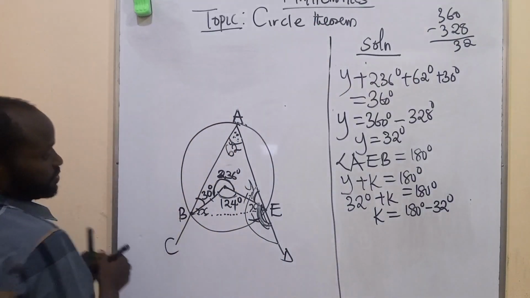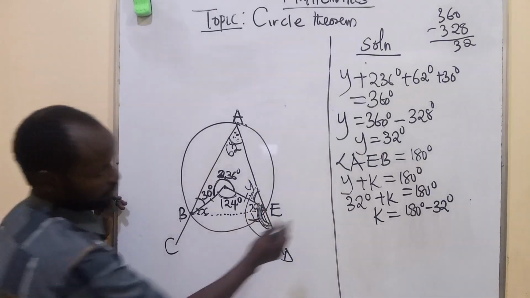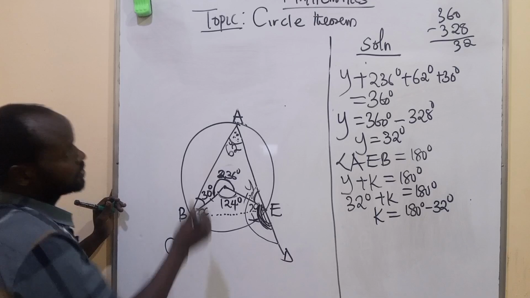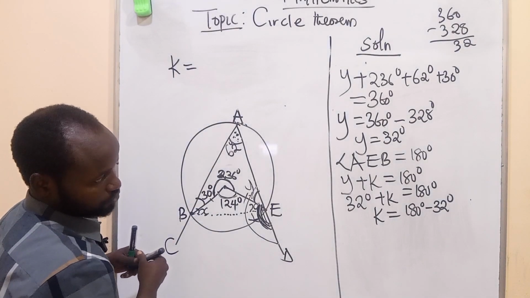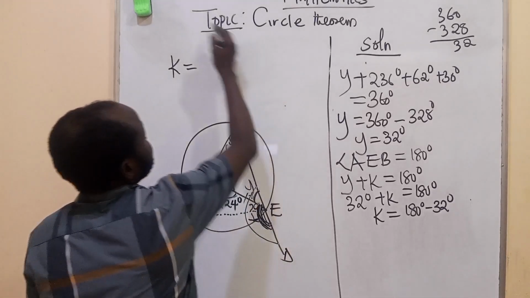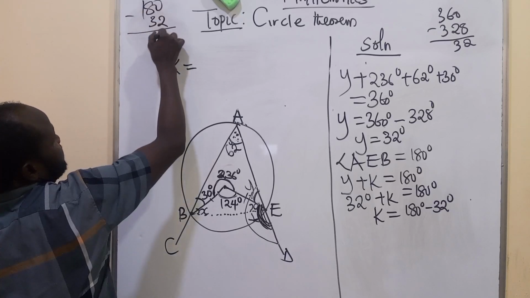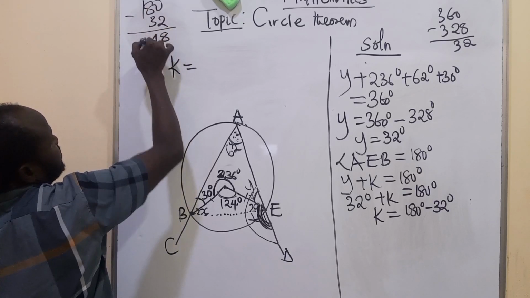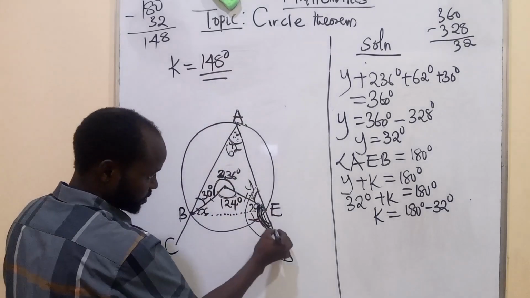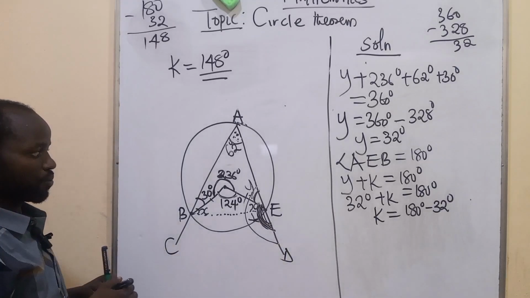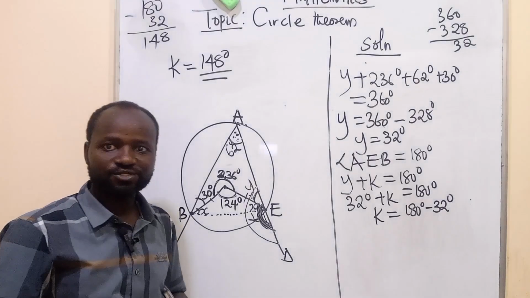Finally, we're looking for this angle here. The value of k now will be equal to 180 degrees minus 32. Let's do it here. 180 minus 32 degrees. This is 10, that will be 8. 7, that's 4. Bring down the 1, that will be 148 degrees. So this angle here that we're looking for is nothing but 148 degrees. So this is the solution to this question.